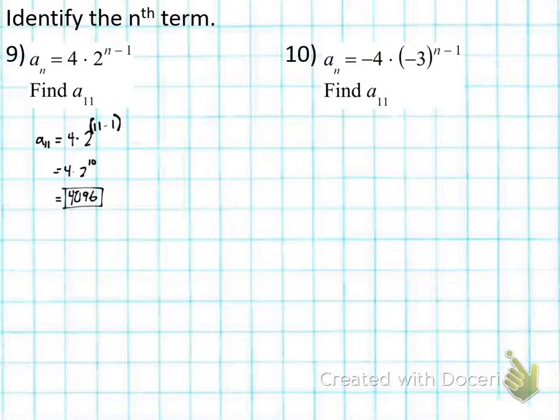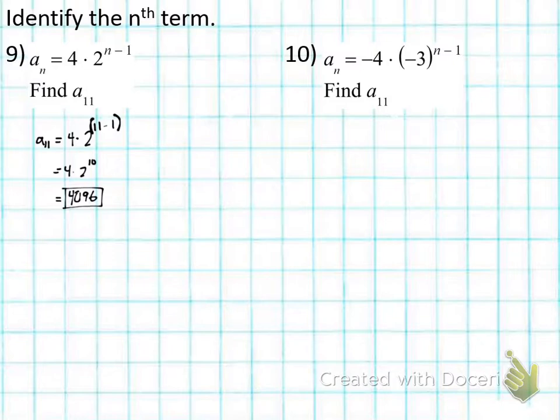Alright, pretty easy, right? Now watch me do number 10. Number 10 is saying we have a sequence that's starting with -4 and the common ratio is -3, which means every time we're multiplying by -3. So the first number is -4, second number we multiply by -3, which is positive 12. Positive 12 times -3 is -36. Negative 36 times -3 is positive 108, right? So it's shifting back and forth between negative and positive, and it's being multiplied by 3. So find the 11th term again.